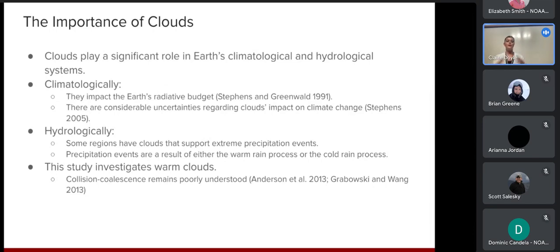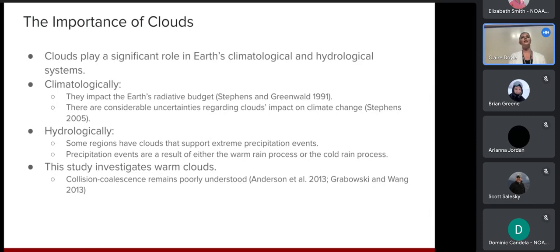As I noted, precipitation is a huge uncertainty in the process. We can characterize precipitation into two processes, warm rain and cold rain. A lot of us should have had this from undergrad, but just as a quick refresher, the warm rain process is when there are all liquid water particles. There are no ice particles. And the cold rain process does have the presence of ice particles.